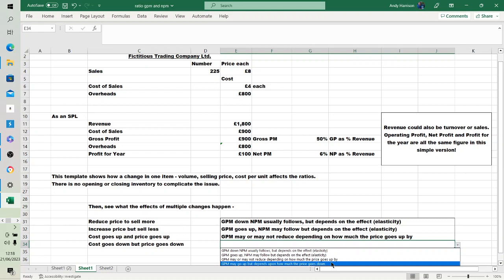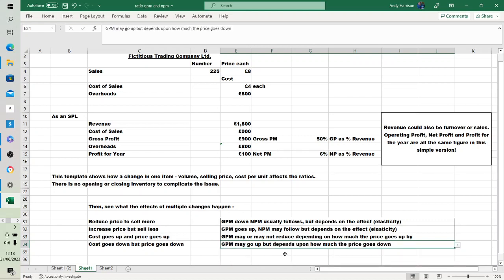So may or may not go up. It probably will, but depends on exactly how much the price goes down and how much the price has changed by. So these effects are combined effects, but they're fairly easy to work out. And there we are.